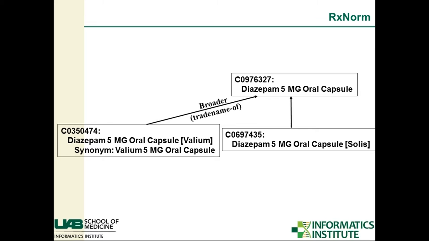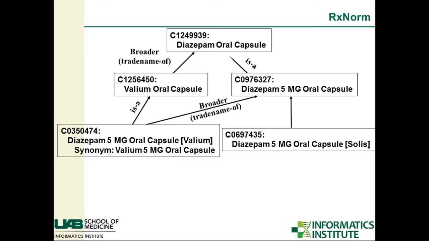So RxNorm has codes, and these are all in the UMLS, the Unified Medical Language System, that look like this. So this is diazepam 5 milligram oral capsule, and this is actually the Valium. So this is a brand name of diazepam 5 milligram capsule. So that's the clinical drug, diazepam 5 milligram oral capsule, and it turns out there's a Solace. I never knew this until I looked up Valium. It turns out that Solace is another brand name for the same thing as Valium.